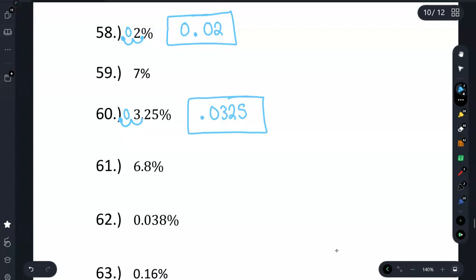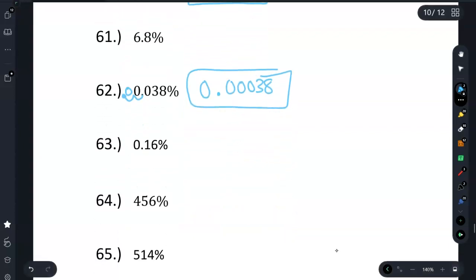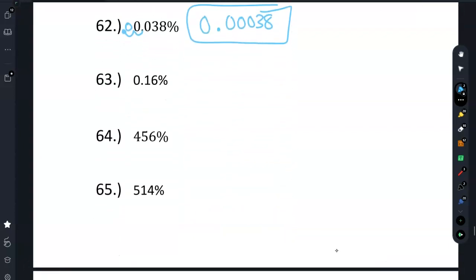62, grab your decimal, 2 times to the left. That means I need to add a 0 here. So I have 0.00038. That's your answer. You can always add a 0 in front of the decimal if you want to. It's not necessary. 64, I have 456%, so my decimal would be at the end of that value, and then I move it 2 times to the left, which gives me 4.56. So 456% is the number 4.56.